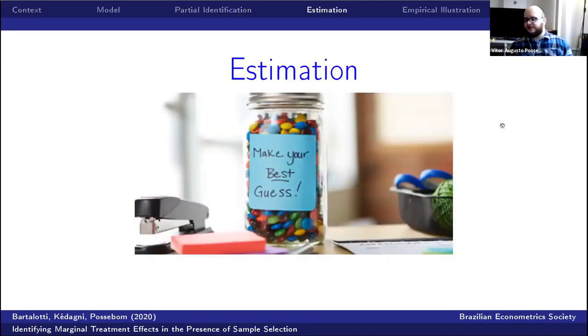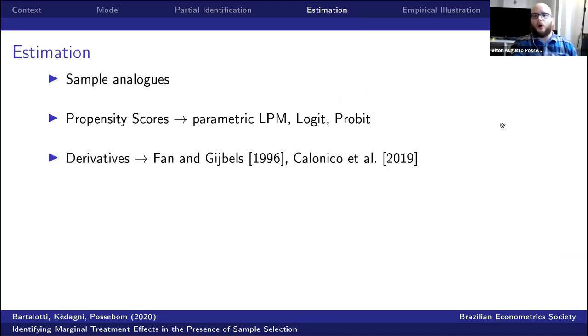Finally, let's talk very briefly about our estimation method. All the identification results I have shown are very simple because they are functions of observable variables. So our estimation procedure is basically taking sample analogs of those functions. One challenge here is that one of the objects in those functions is the propensity score, and we do have to estimate the propensity score.